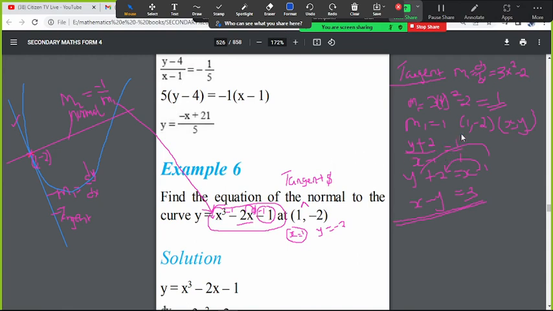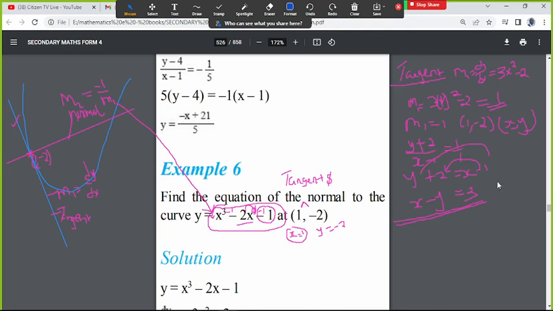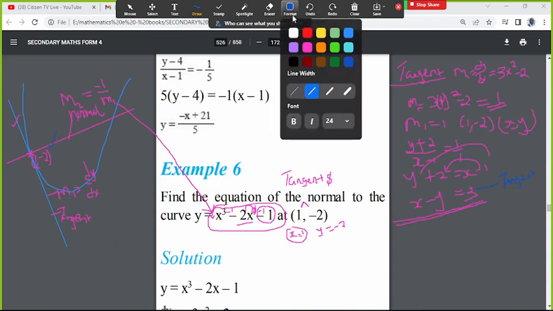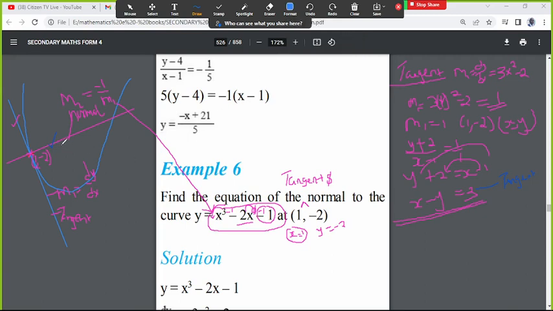This is the equation of the tangent. Now we can find the equation of the normal. The normal, we are now talking about this line. We get back to our analysis: the normal has a gradient of M2, which is the reciprocal of M1 with the sign changed. So the equation of the normal.